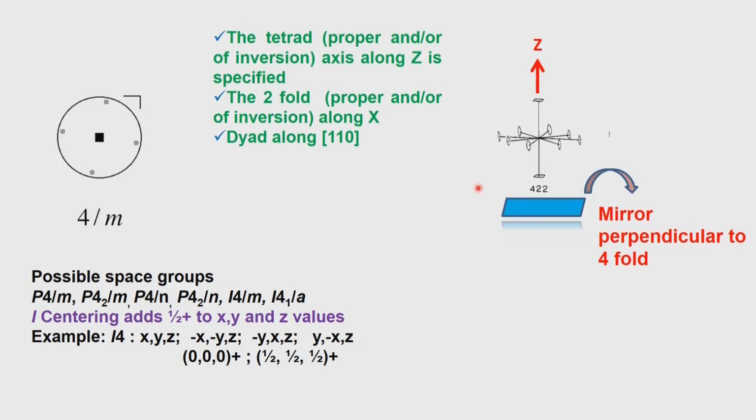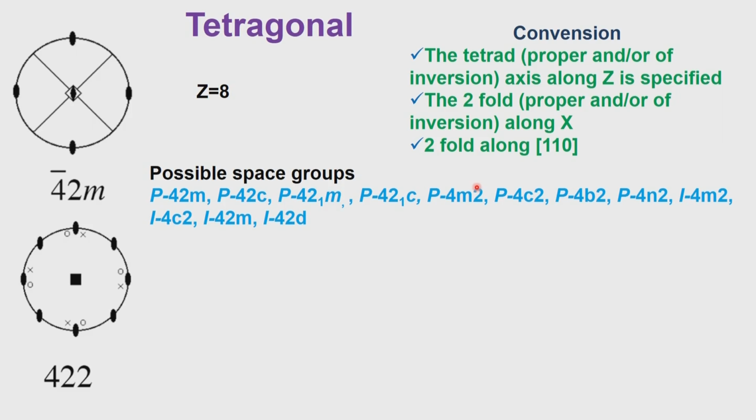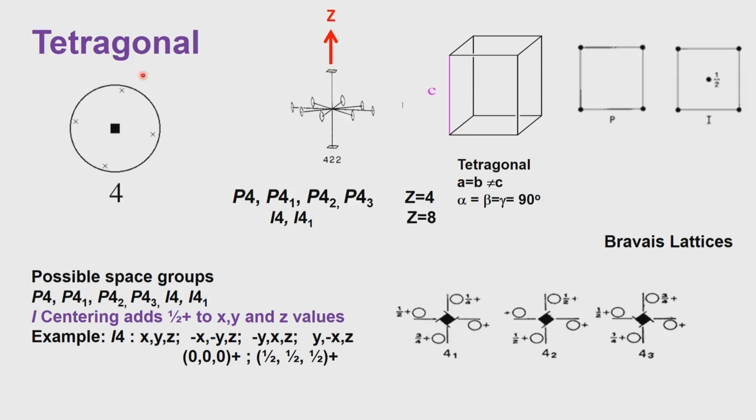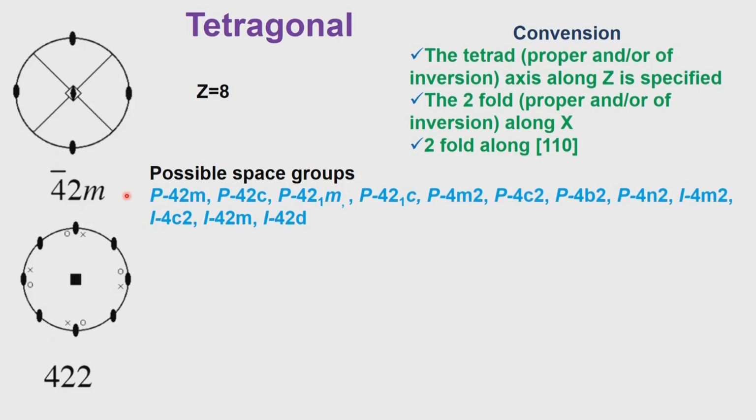Having seen this, I think we can go to the further discussion on the P4. Space groups, possible space groups are listed here. You see many numbers will develop because of the presence of the fourfold axis, proper and/or inversion, because we can have 4, we can have 4 bar, we can have 4 1, 4 2, 4 3 and so on. Now the presence of the 4 bar system is interesting because we already saw in the previous case 4 by m. We also saw 4, but we have not seen the 4 bar operation.